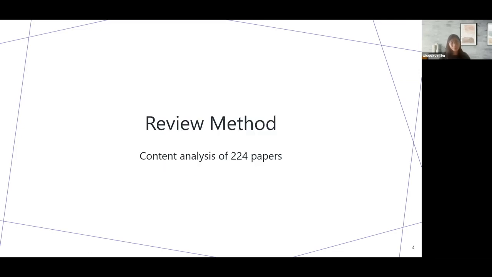Next, I'll be going through the review method. For this analysis, we focus on academic papers, so our review is more focused on the academic rather than the industry side. What we did was we took papers from the ACM, the Association for Computing Machinery Digital Library, to get 224 papers that are relevant to CivicTech. And then we conducted coding to identify key aspects of the papers for the review.